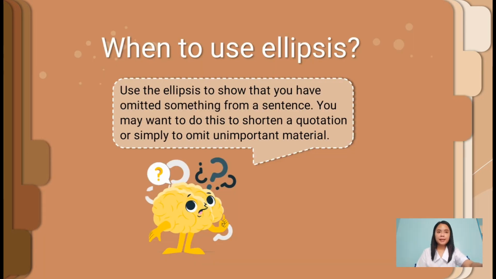When to use ellipses? Use the ellipses to show that you have omitted something from a sentence. You may want to do this to shorten a quotation, or simply to omit an unimportant material. So just like the example earlier, they remove the less relevant material and this statement is shortened.